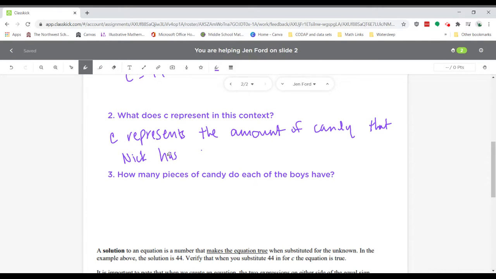And then how many pieces of candy do each of the boys have? Nick has 44 pieces. Damien has double that, which is 88 pieces. And Bo has 10 more than Damien. 88 plus 10 is 98 pieces.